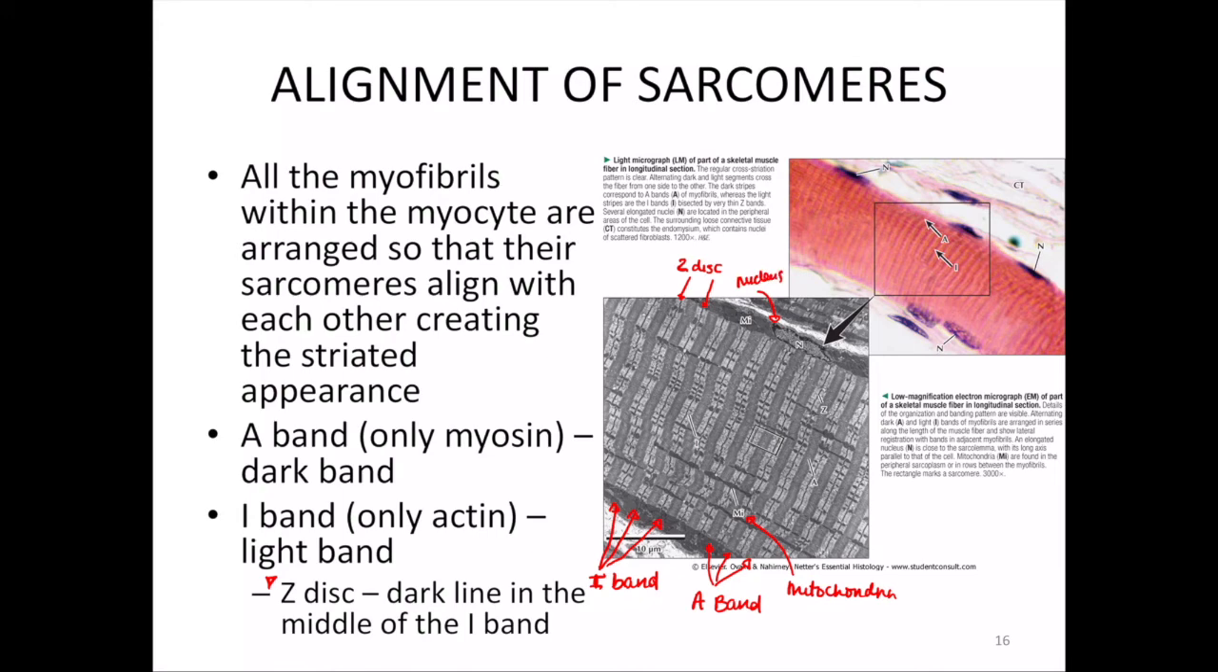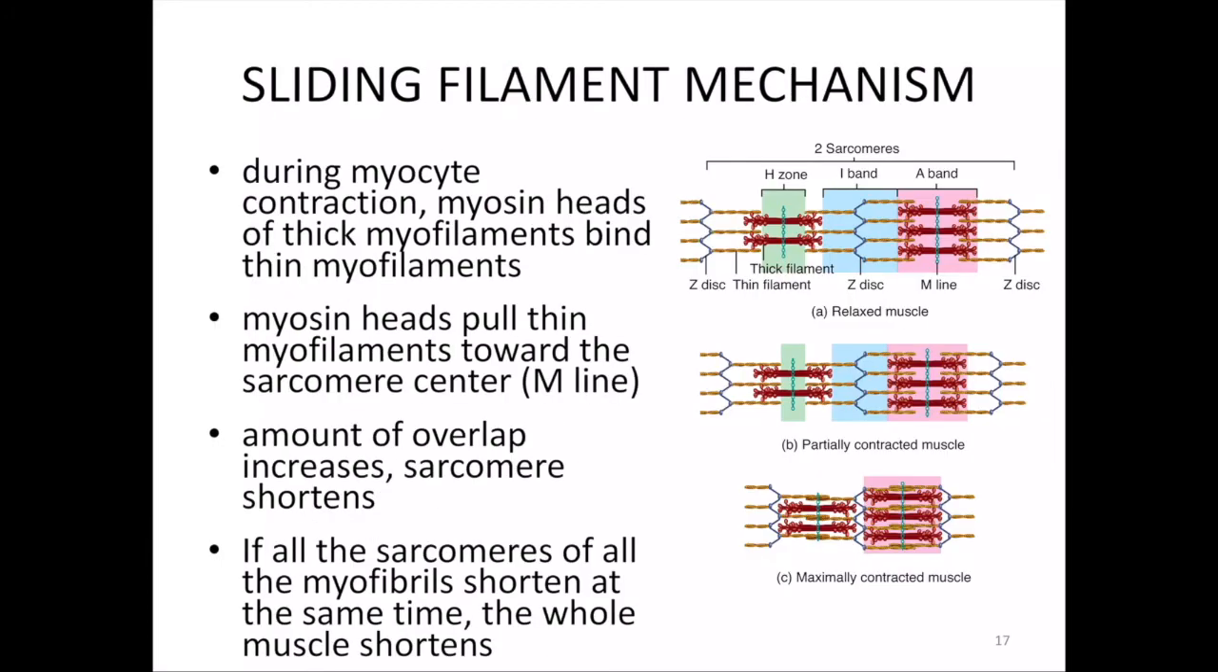Okay, so everything is aligned, which is wonderful. Myofibrils are aligned, sarcomeres are aligned. That's what gives us our striated appearance. But again, now we have to talk about what's happening, right? Because remember, we have a degree of overlap between actin and myosin.